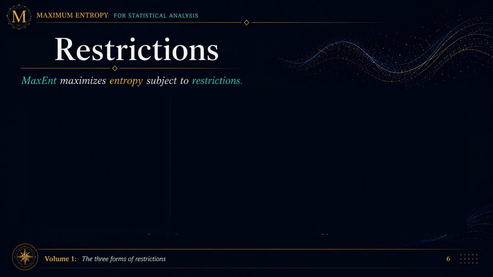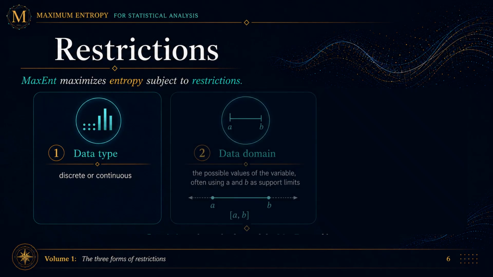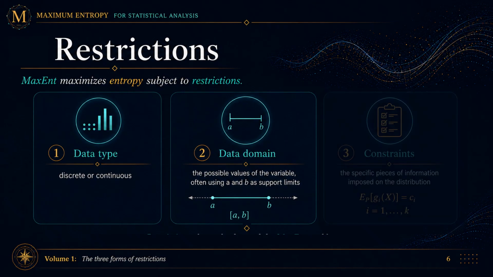Okay, so we just discussed entropy in some detail, and now we'll talk about these different restrictions. We have different types of restrictions, and the first type is what kind of data are we working with, discrete or continuous? That's going to determine what probability distributions are available to us. There's also the domain of the data, what possible values are available, and again, that's going to determine what type of probability distributions are available to us.